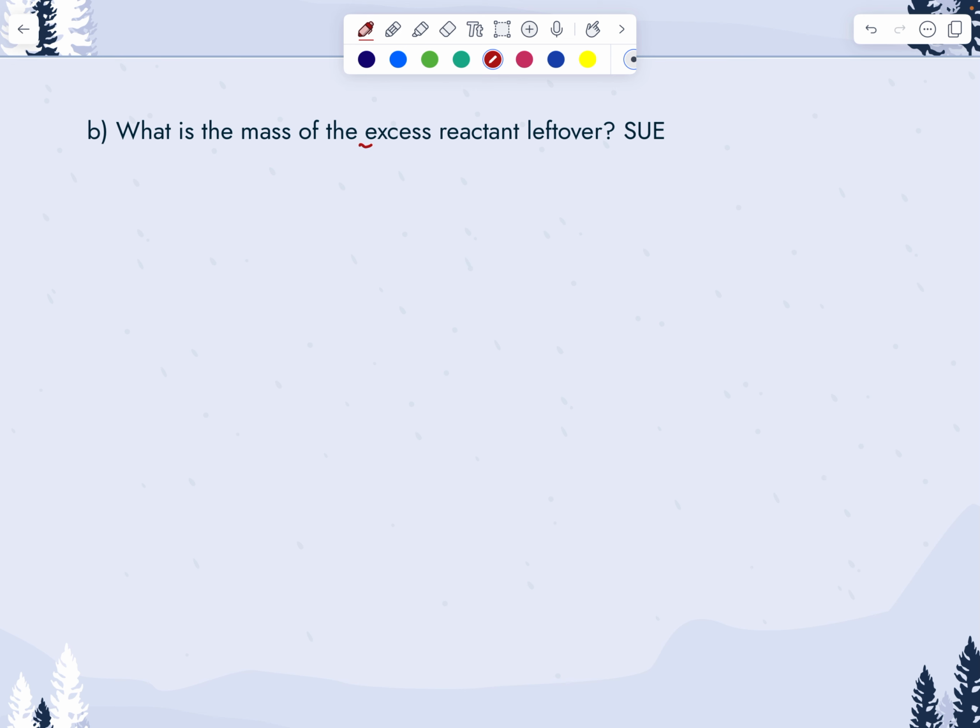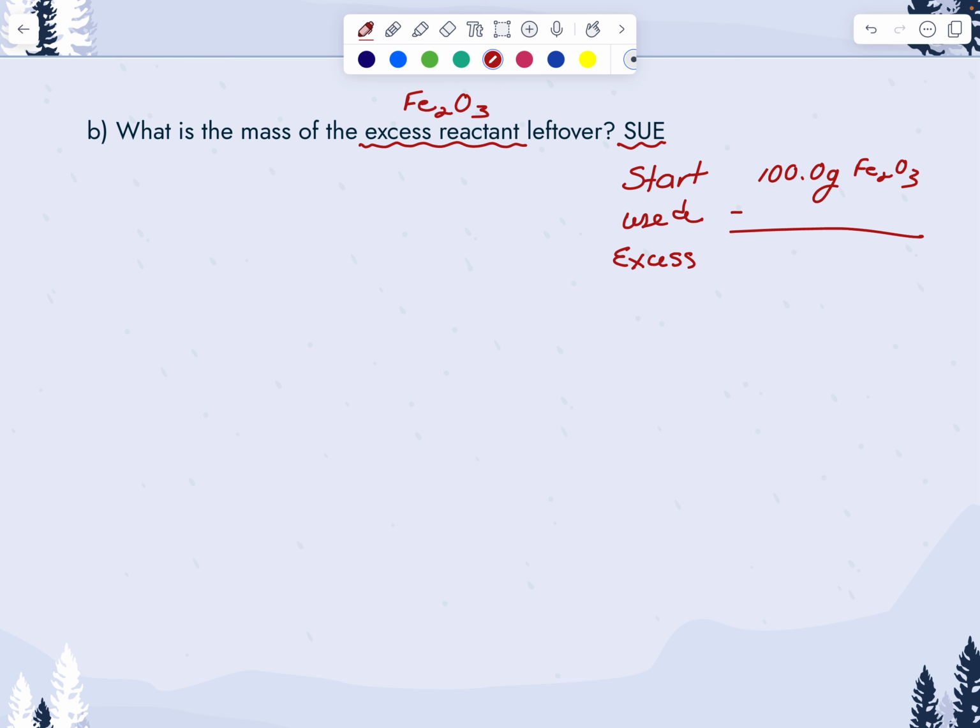So the first thing we just said, sodium was the limiting reactant. So what is my excess reactant? That's the Fe2O3. And how do I find how much is left over? We use this acronym SUE. It's always going to be, how much did I start with? And I go back to the original question. I started with 100.0 grams of Fe2O3. I have to figure out how much I used, and I subtract that, and that will tell me how much excess I have. So I have to figure out how much I used.